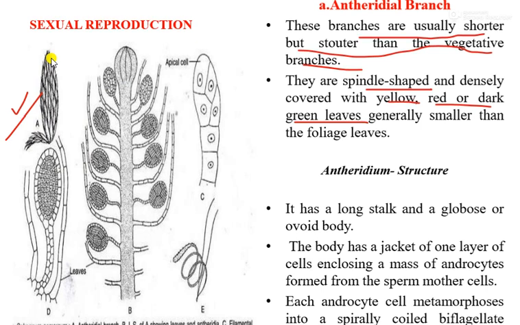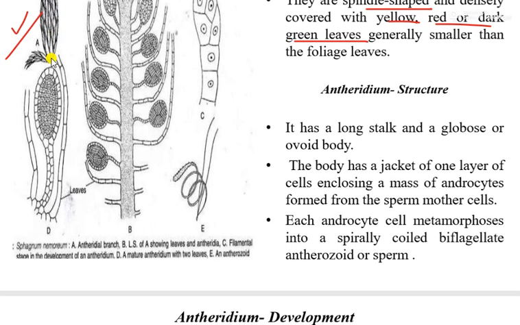Now let's see the structure of antheridium. This is the structure of antheridium. What do you see? A body and a stalk. So it has a long stalk and a globose or ovoid body. What is the shape of this body? The shape is globose or ovoid. Now what do you see around this body? You find a jacket. The jacket is single layered.